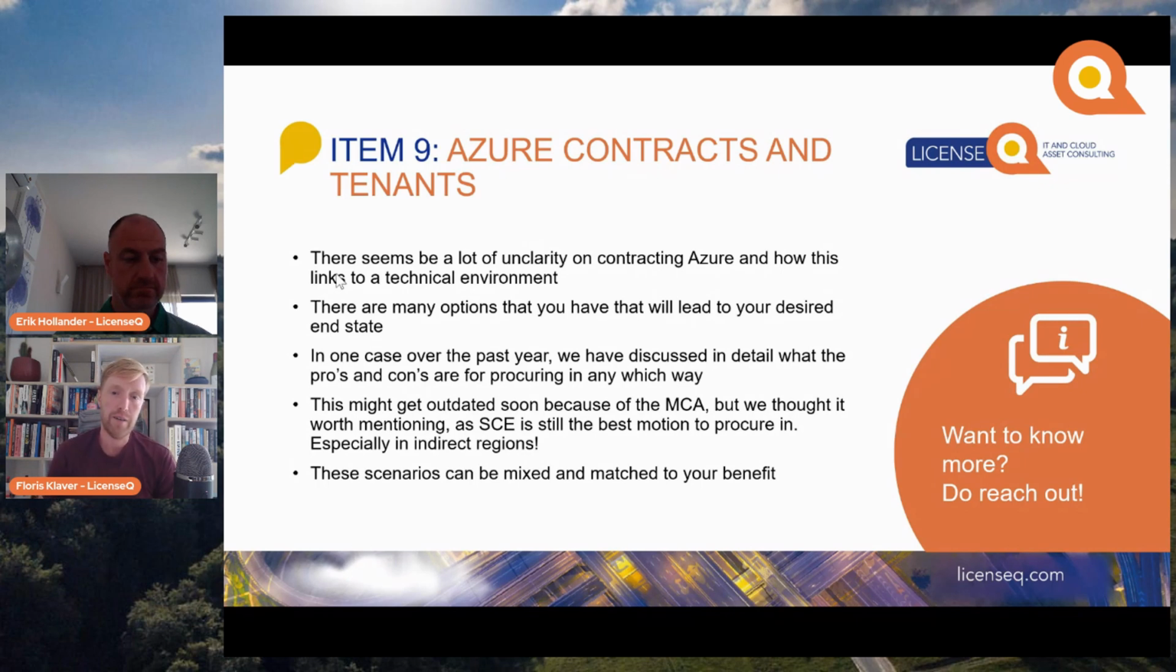Speaking of Azure, some of the cases we've done focused solely on Azure. And what we see is that there's a lot of unclarity on buying Azure and how this translates to using Azure. In one specific case, they really put me to the test and asked me, okay, so can I do it like this, or can I set my contract up like that and the technical environment like that? If not, what do I need to change contractually or technically?